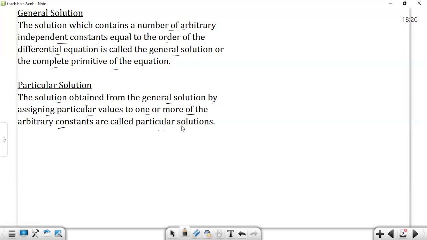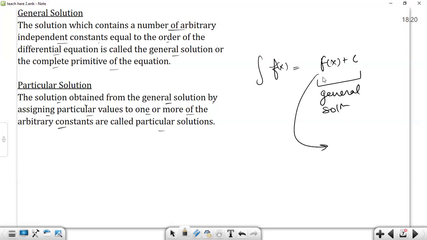What we are doing is basically integrating. Whenever we integrate any function, it has a constant of integration. If there is a constant of integration, this is known as the general solution. And if we have eliminated this constant of integration, the result is known as the particular solution.